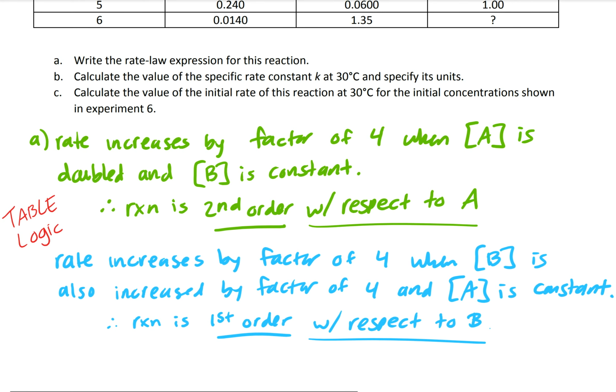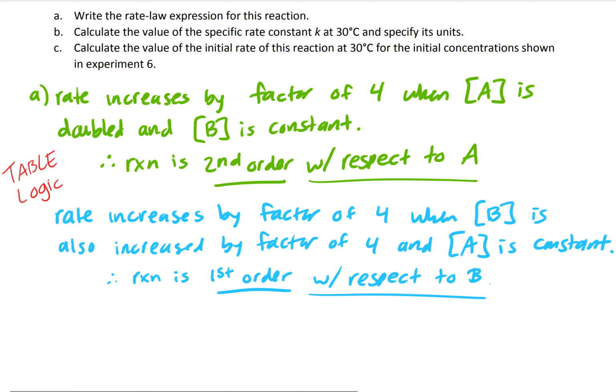But first of all, let's answer letter A. Write the rate law expression for this reaction. The rate law expression, also called the differential rate law, would be written as rate is equal to baby k times the concentration of A. But now I'm going to plug in the order for A because we determined that from our table logic. It has an exponent of 2, times the concentration of reactant B, and it has an order of 1.